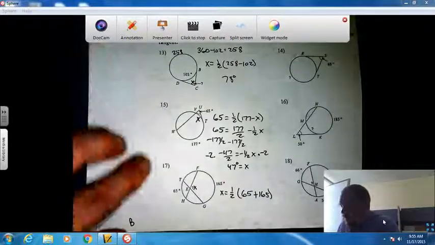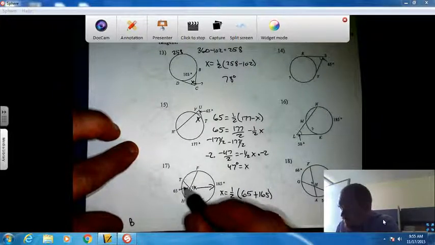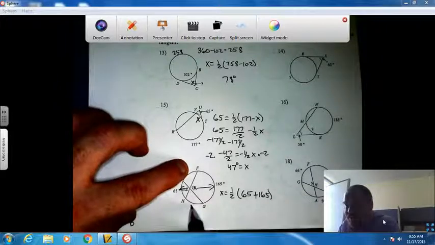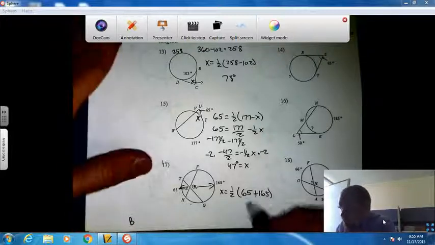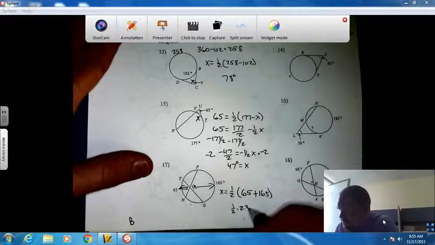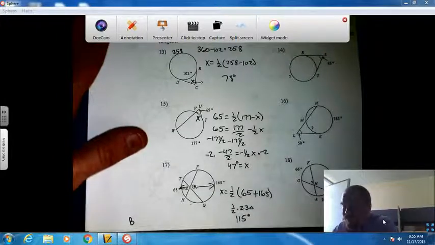Remember, it has to be the ones that it opens up to. So since I want this angle, it has to be this and this. I could not use these two. So add those together. I get 1/2 times 230, which is 115.